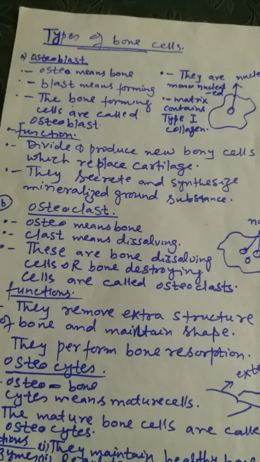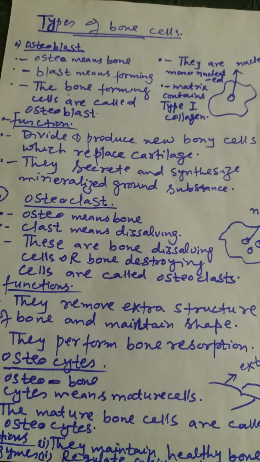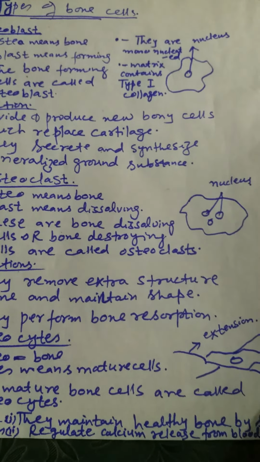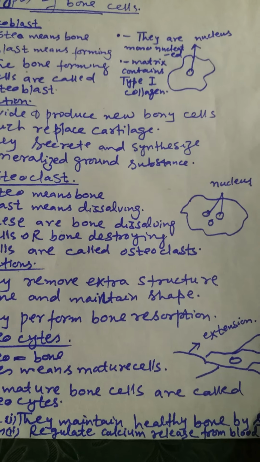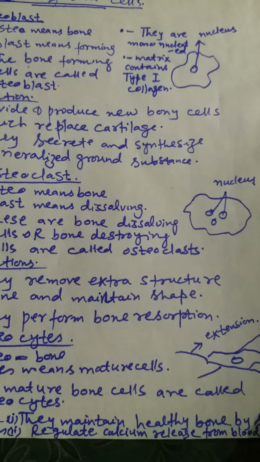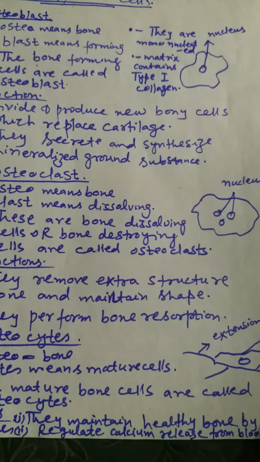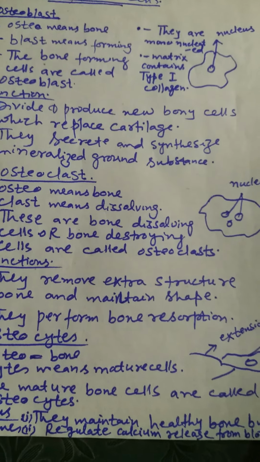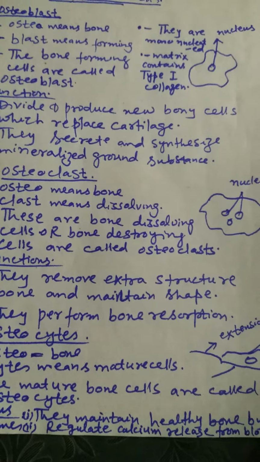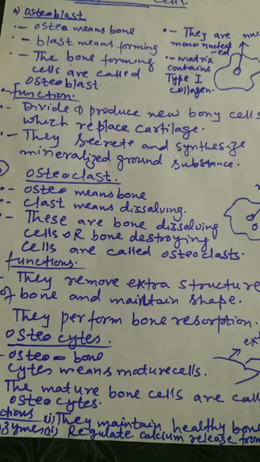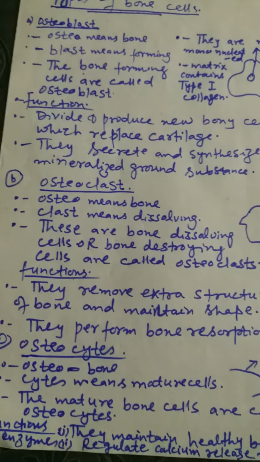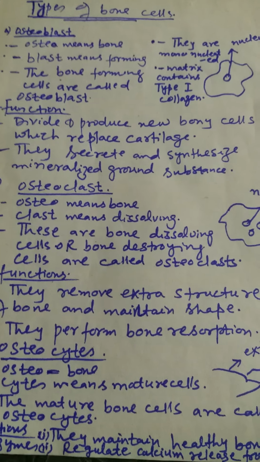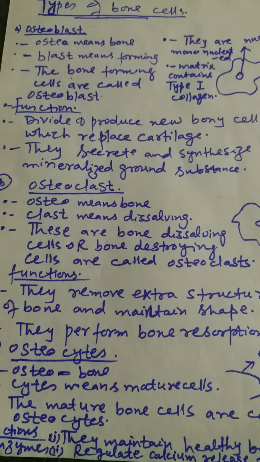The second function of the osteoclast is bone resorption. Bone resorption means that it removes the bone tissue. These cells remove the bone tissue, that is, remove the mineral matrix by breaking down the organic bone. Removing of minerals from the bone cell is called resorption.